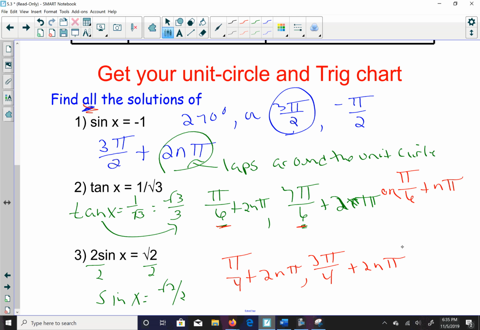I cannot just add pi, because if I add pi to pi over 4, that would be 5 pi over 4, and that does not work in this situation because these two are not 1 pi apart. They are not halfway around the unit circle from each other.